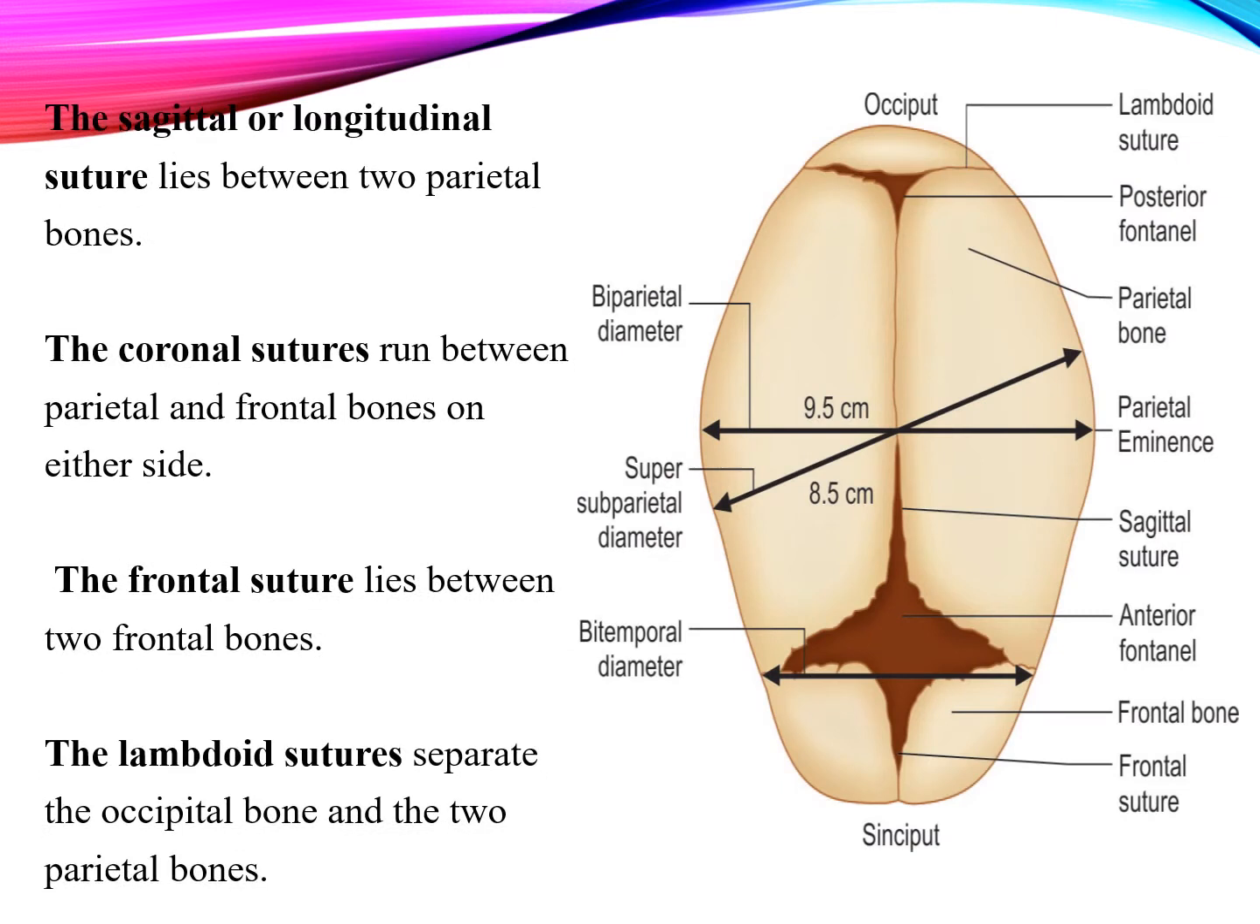The sagittal or the longitudinal suture, as shown in the diagram, lies between the two parietal bones. The coronal sutures run between the parietal and the frontal bones on either side. The frontal suture lies between the two frontal bones. The lambdoidal suture separates the occipital bone and the two parietal bones.